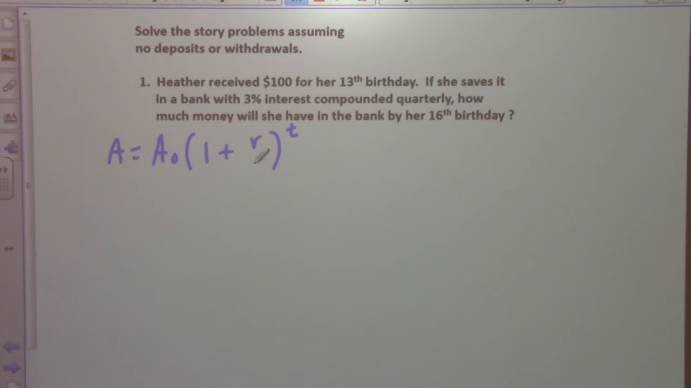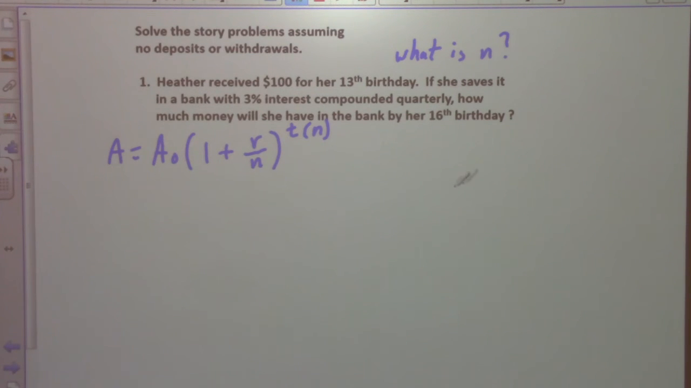Now, this formula looks exactly like the ones we did before, right? But with compounding, how do you change that? Well, you take your interest rate and divide that by n, and to compensate for this division, you multiply the exponent by that same value, n. And now you have to figure out what n is in this problem. What is n in this problem?